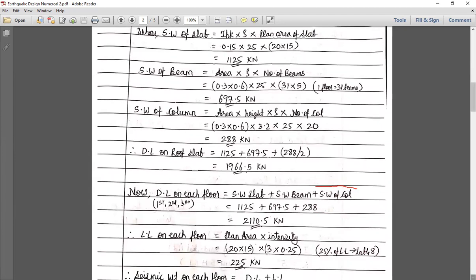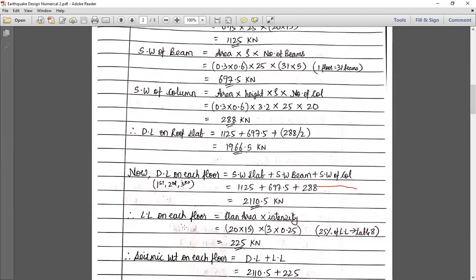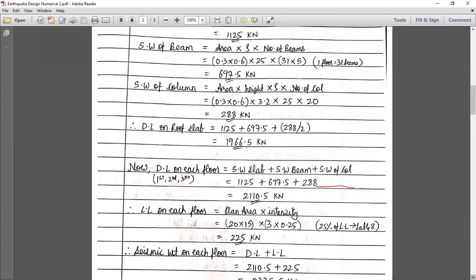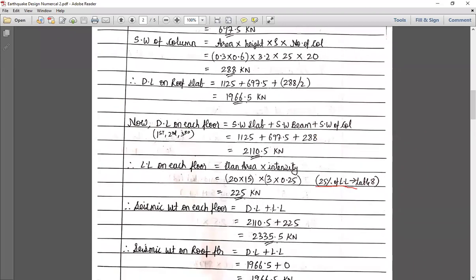ठीक है. Now let us find out the live load on each floor. So live load on each floor is plan area into intensity. So again, if the live load is up to 3 kilonewton per meter square, we will consider 25% from table 8. So this 0.25, this is coming out to be 225 kilonewton. Now seismic weight on each floor is nothing but dead load plus live load. ठीक है, तो dead load कितना है each floor पे 2110.5 and live load is 225. So this is the total weight on each floor.